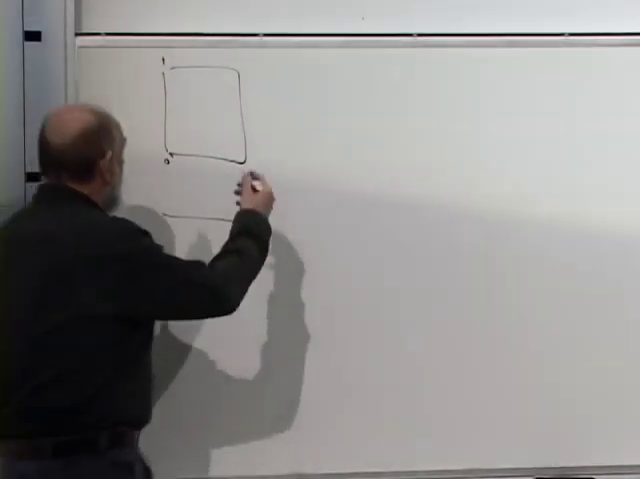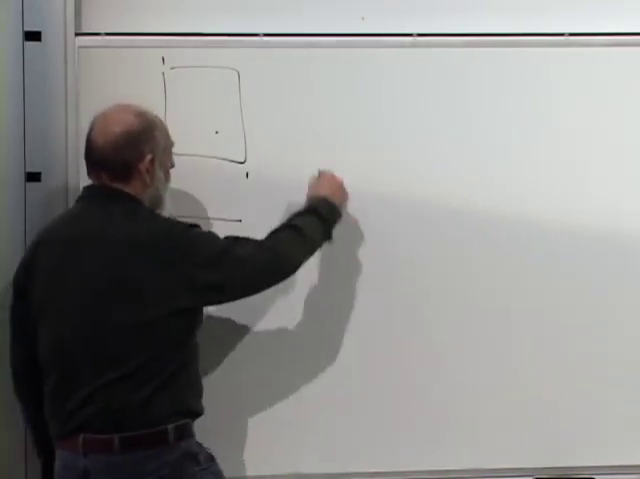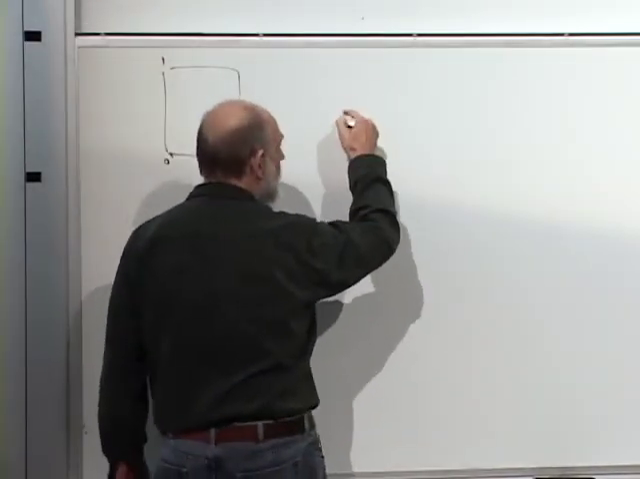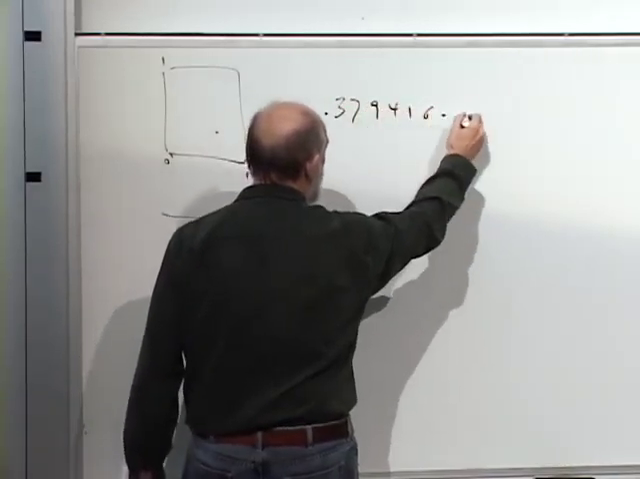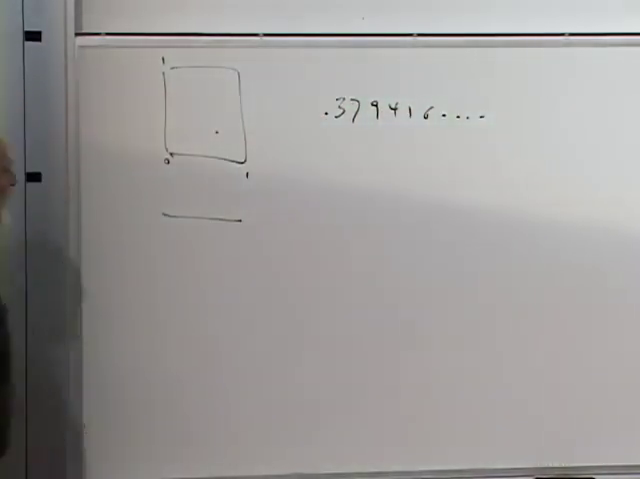Yes. Take the two-dimensional point and characterize it by a real number. A real number means a decimal, 0.3794116, blah, blah, blah, blah. If it's a rational number, then it's a repeating decimal. If it's an irrational number, it's a non-repeating decimal, and so forth.